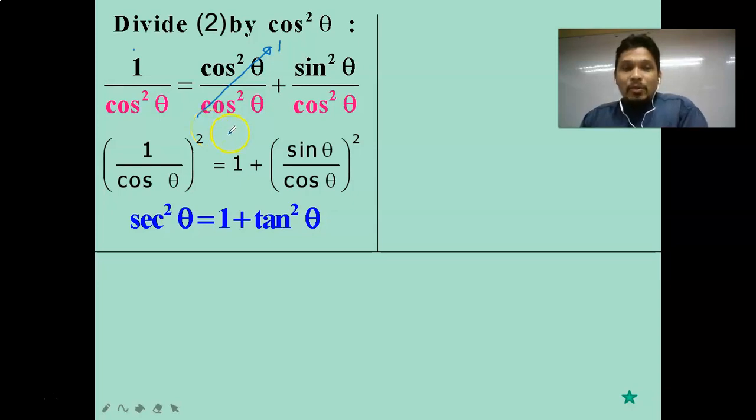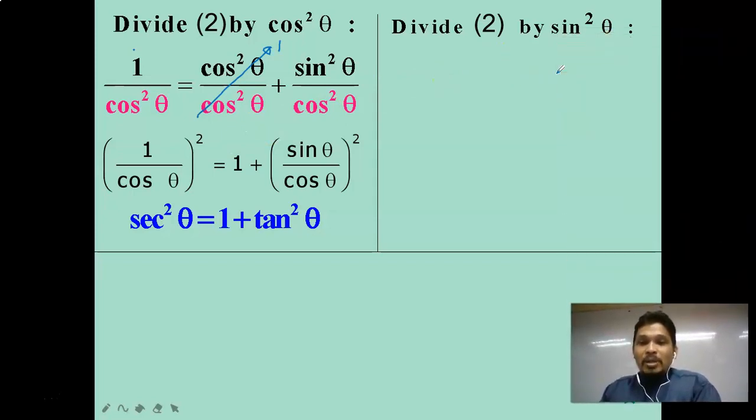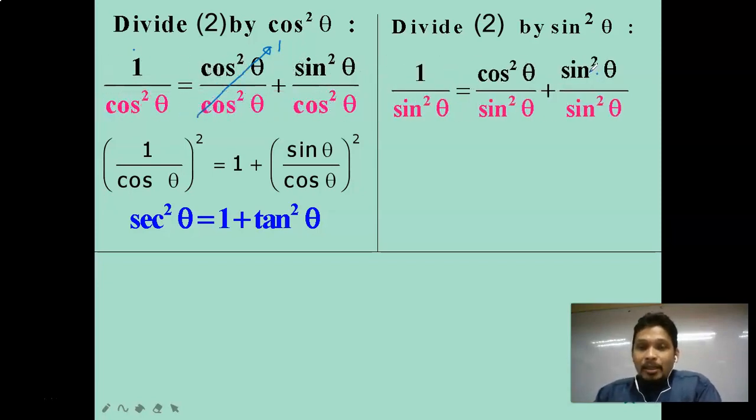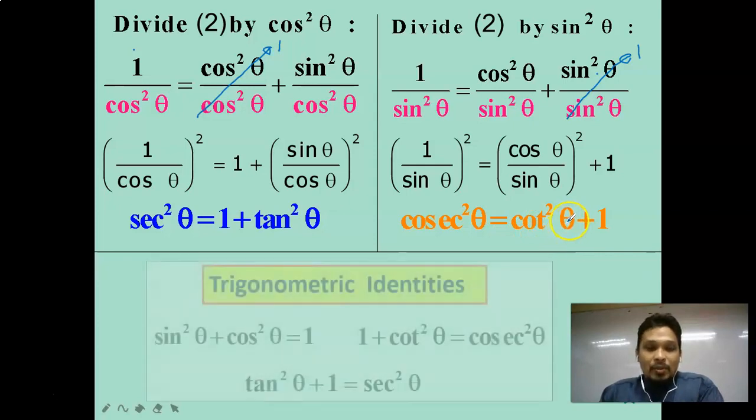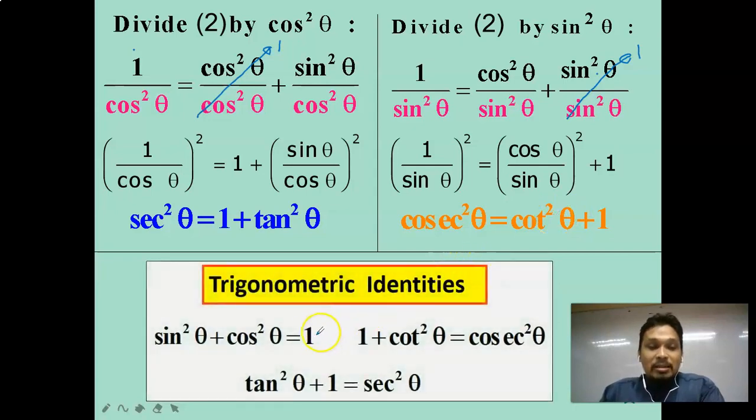And also, from the equation, divide by sine square. Of course this one here is going to give you equal to 1. Then 1 over sine is cosecant, cos over sine is cotangent. So if we square here, then it becomes cosecant square equal to cotangent square plus 1. So now we got all these trigonometric identities that we're going to use sometimes in some questions. Okay, just ready then.